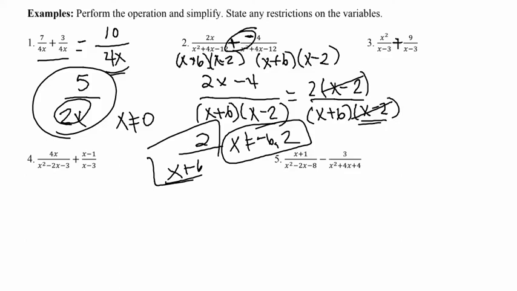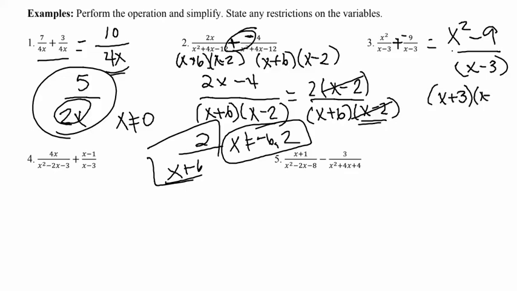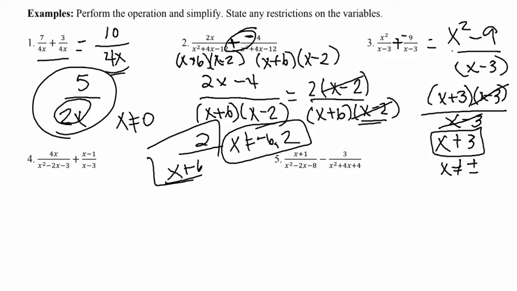So I'm going to change this to a plus negative 9. My denominators are the same, so I can just say x squared minus 9 over x minus 3. So now I can factor the top as a difference of squares. And I see the x minus 3's cancel out, so my answer is just x plus 3. So my domain restrictions are just negative 3.